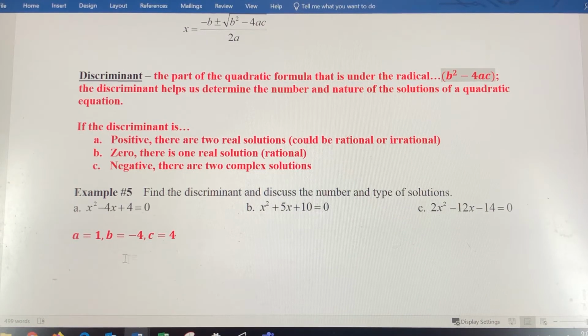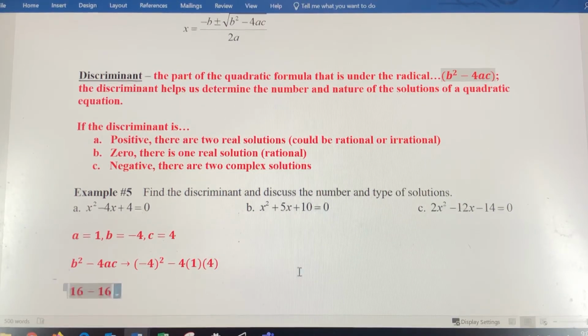So we're going to take these 3 values and we're going to plug them into the discriminant, b squared minus 4ac, okay? So when we do that, I replace b with negative 4. Make sure to use parentheses here because when you square this negative 4, you should get a positive 16. If you don't have the parentheses there, you're going to get a negative 16, and you should know that's incorrect, okay? Minus 4 times a, which was 1, times c, which was 4, okay?